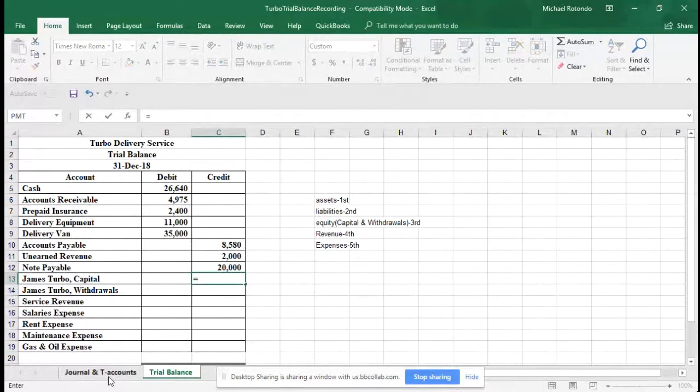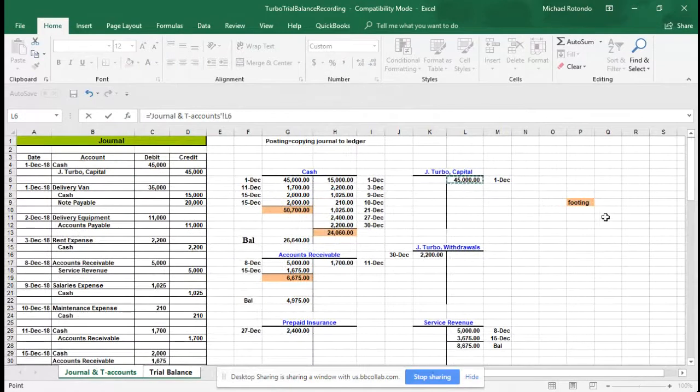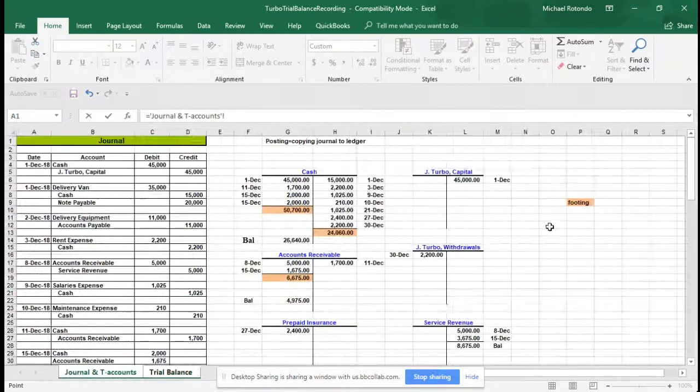Capital, again, press equals. Let's find our capital account. Click on it, press enter. Now withdrawals, we expect that to be a debit. So we're going to put that over in the debit side. We're going to type in equals. We're going to find our balance, which is just the one item in withdrawals. Press enter.